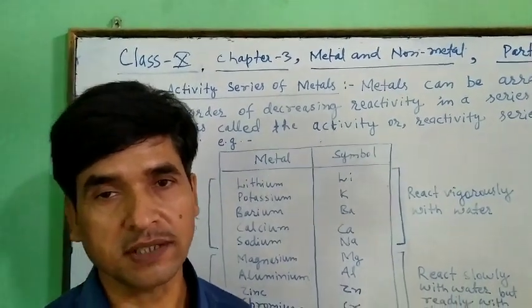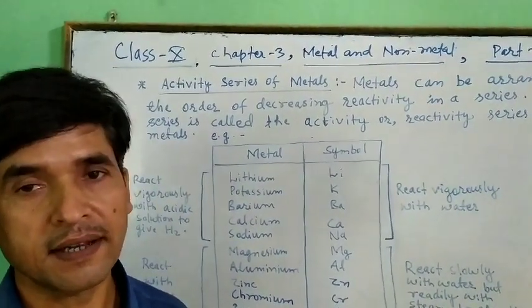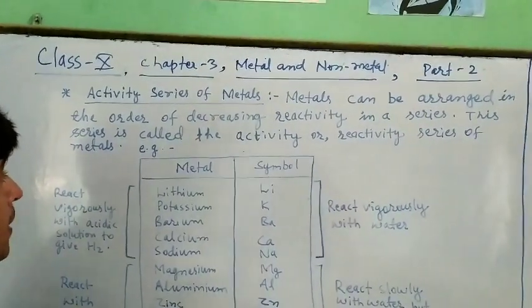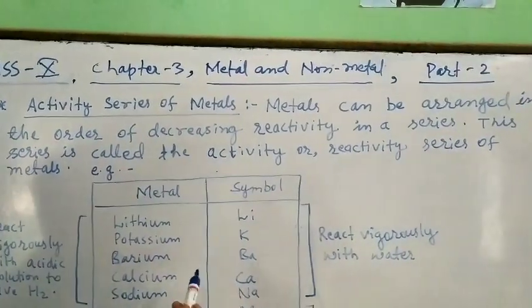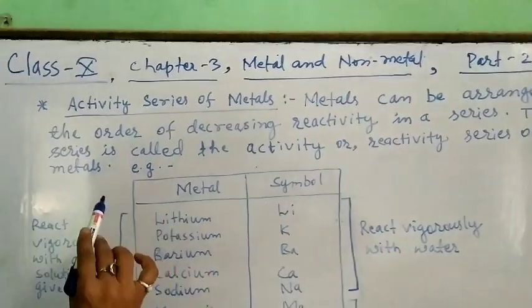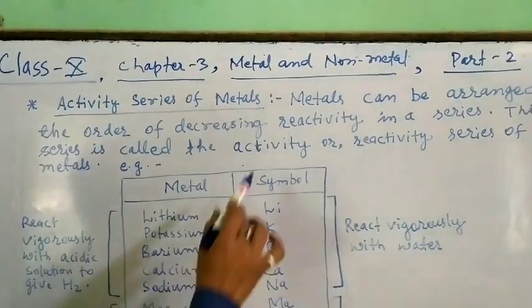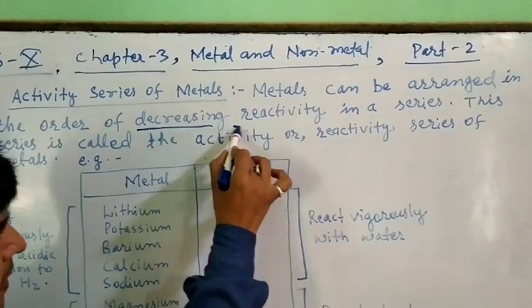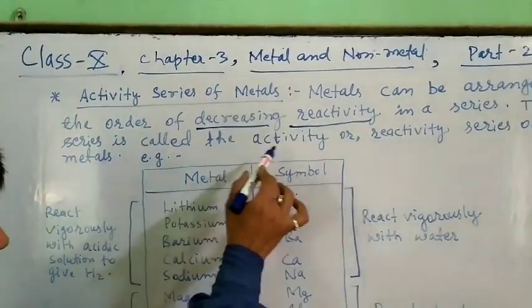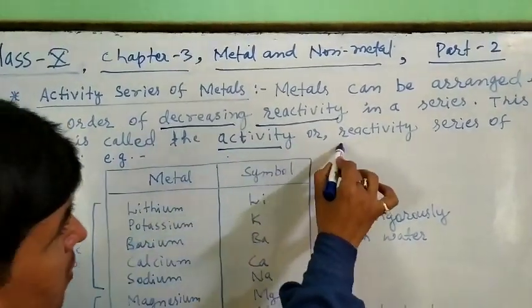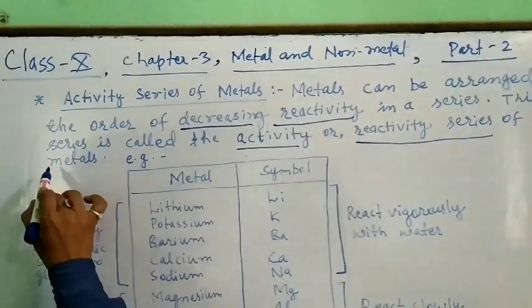Chemistry, Chapter 3, Metal and Nonmetal. Part 2, Activity series of metals. Metals can be arranged in the order of decreasing reactivity. This series is called the activity series or reactivity series of the metals.